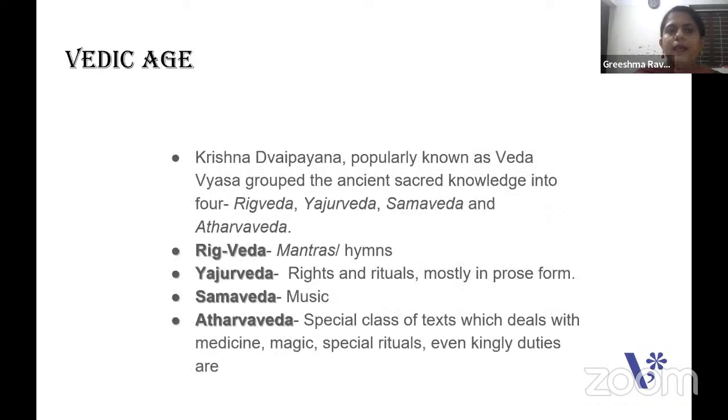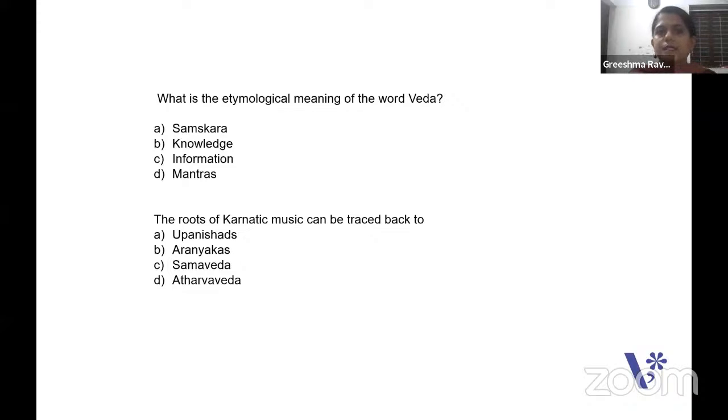And in the Vedic age, Krishna Dvaipayana, popularly known as Vedavyasa, categorized the Veda into four: Rig Veda, related to mantras or hymns; Yajurveda, rites and rituals; Samaveda, the musical form of Rig Veda, or music; Atharva Veda, a special class of text which deals with medicine, magic, special rituals, even kingly duties. Okay, so now let's answer some questions.